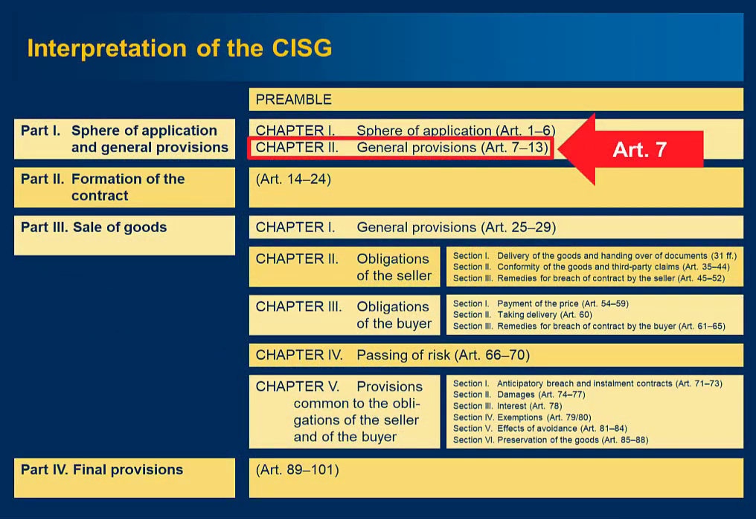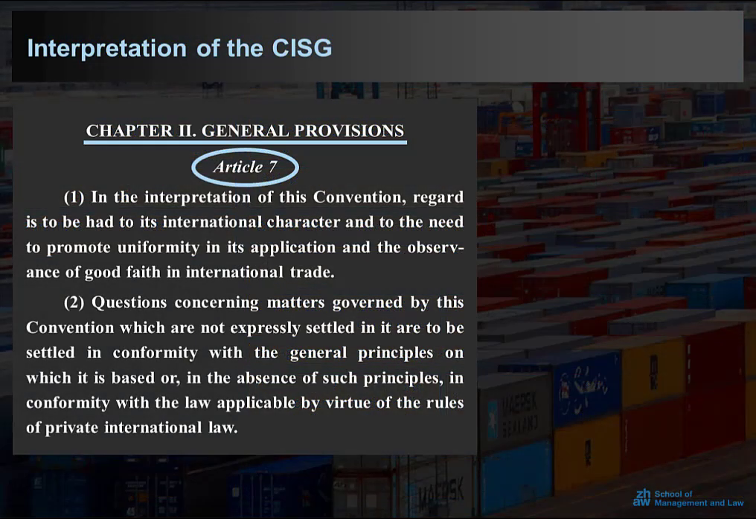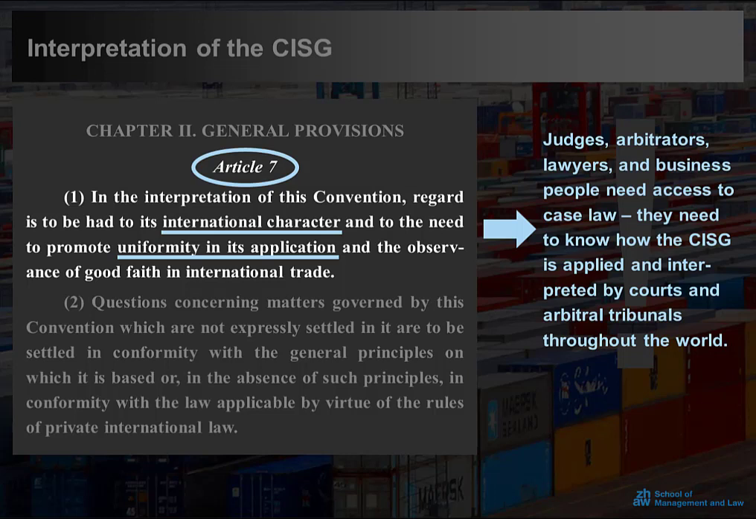The CISG addresses that issue in its general provisions. Article 7, paragraph 1 says that in the interpretation of this convention, regard has to be had to its international character and to the need to promote uniformity in its application and the observance of good faith in international trade. This means that judges, arbitrators, lawyers, and business people need to have access to case law from all over the world. They need to know how the CISG is applied and interpreted by courts and arbitral tribunals throughout the world.